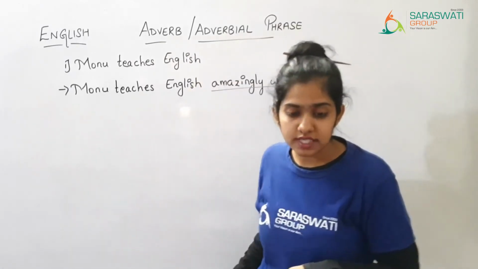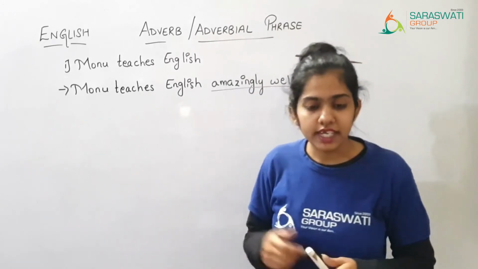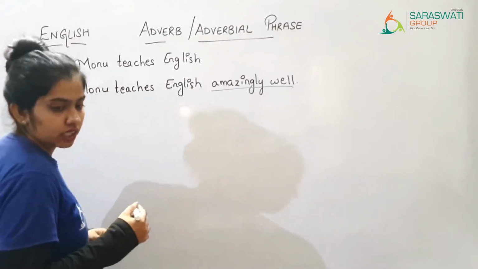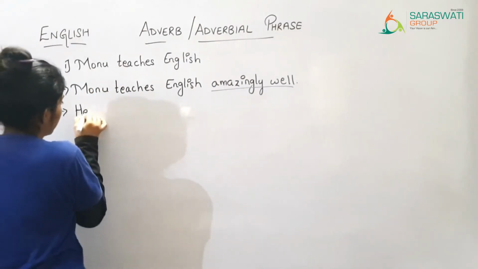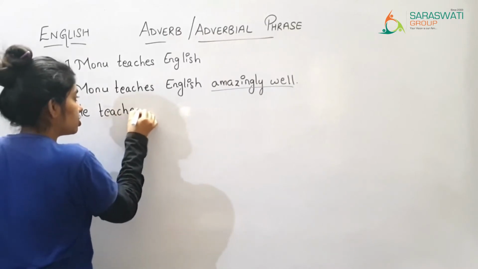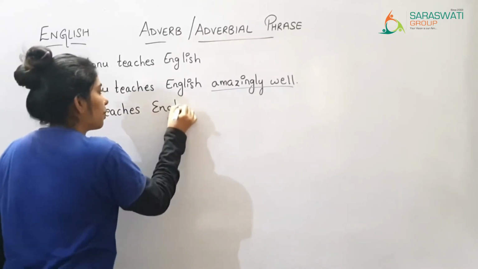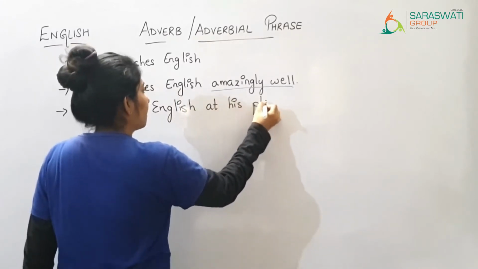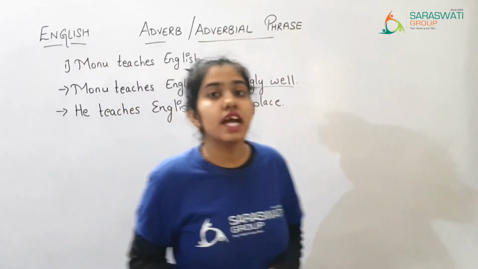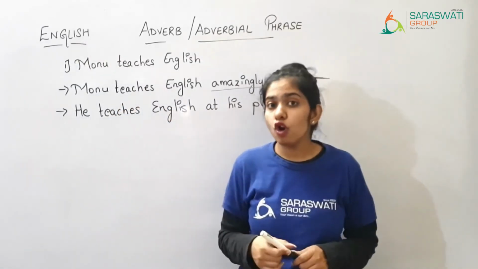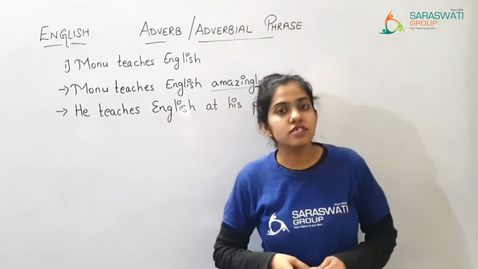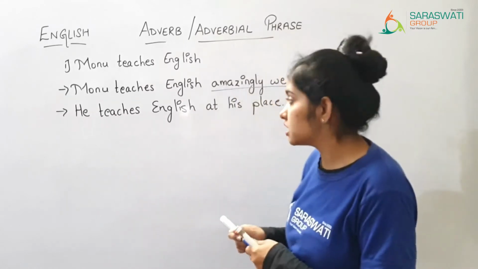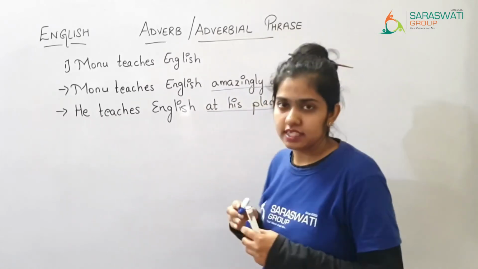Then afterwards, now let us see that, let us write with where. He teaches English at his place. So here we get the answer as where. Where Mono teaches English? So we get the answer as at his place. So at his place is our adverb of phrase.